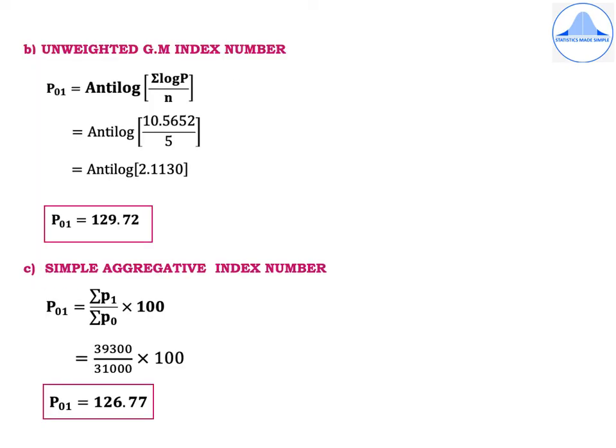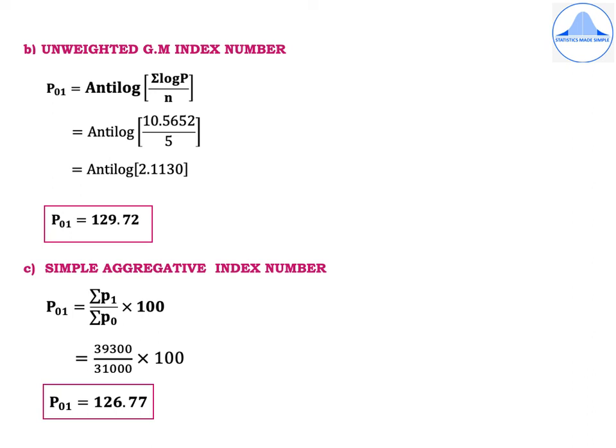Second subdivision, unweighted geometric mean index number. The formula is P01 equal to antilog summation log P by N, which is equal to antilog 10.5652 divided by 5, which is equal to antilog of 2.1130. So the index number is P01 equal to 129.72.